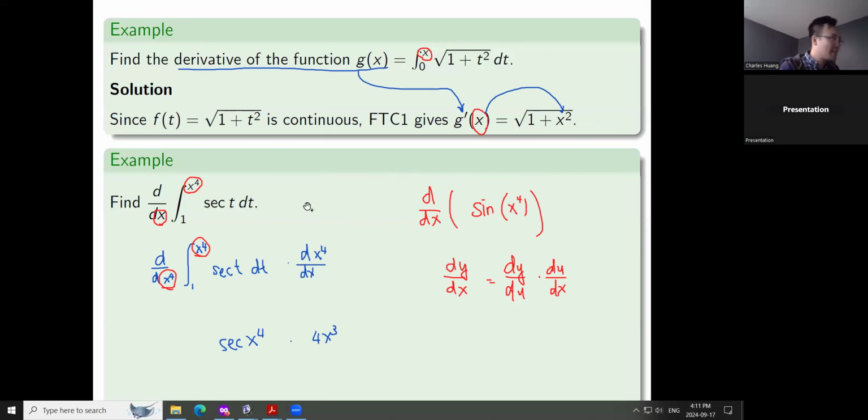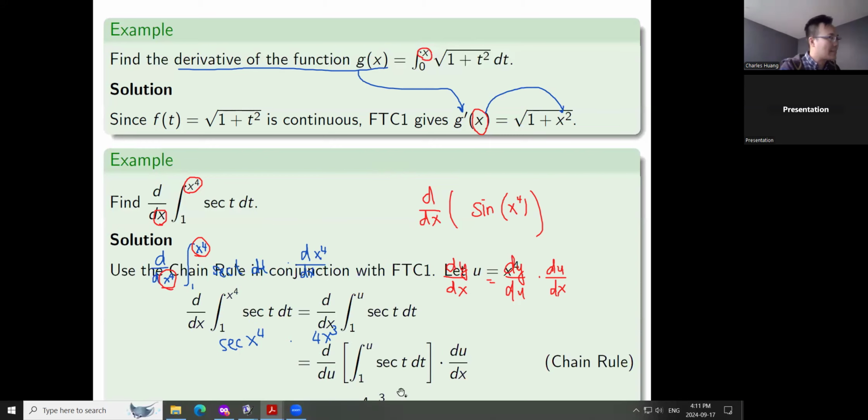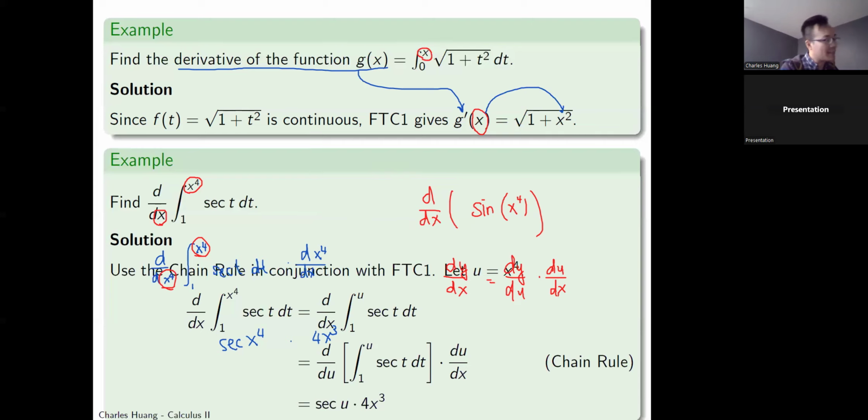If you want, you can take a screenshot, but you'll notice that's what we have over here. It's not very clear. There, secant u times 4x to the power of 3, and then we should substitute it back. I forgot to write the substituting back part. I'll try to add it in the notes later on. So it should go back to secant x to the power of 4.